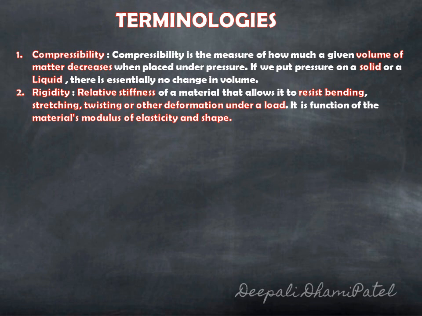So, you can understand compressibility and rigidity are two opposite factors related to the states of matter. When there is enough intermolecular space, the substance can be compressed to a certain extent, and due to rigidity or stiffness, the material resists bending, stretching, twisting, or other deformation under a load.